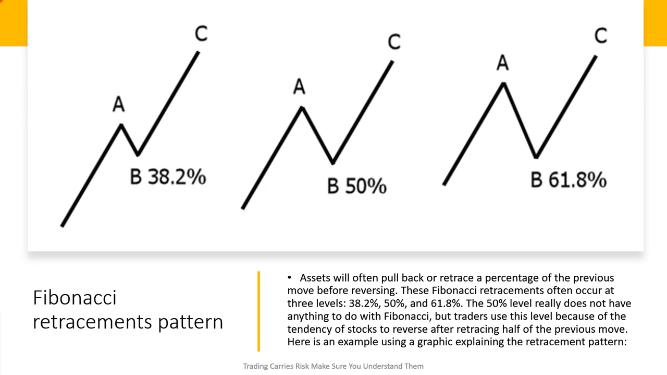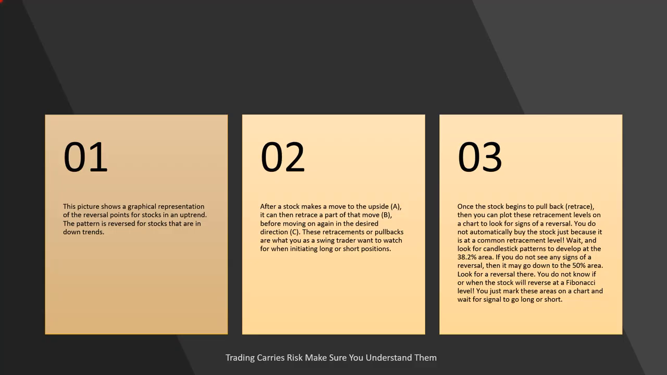Now, I'll show you in a second what these levels are. Now, 50% is included in the Fib tables, although 50% has nothing to do with Fibonacci. It comes from Dow theory. And Dow theory says that the markets tend to retrace themselves 50% of the prior gain before moving back in a direction.